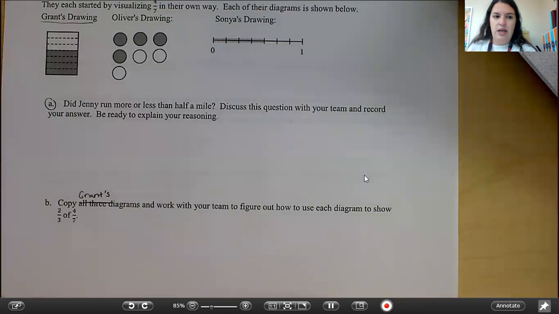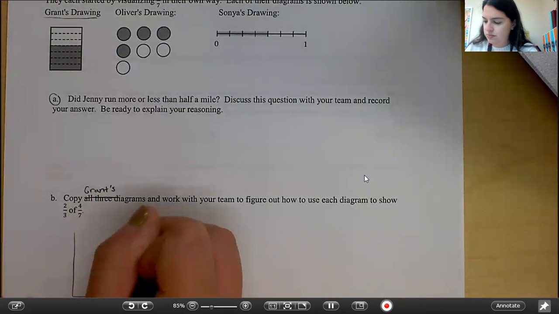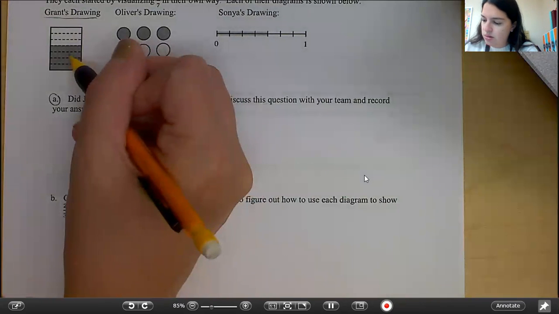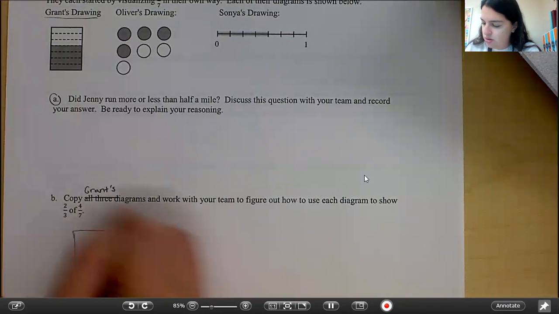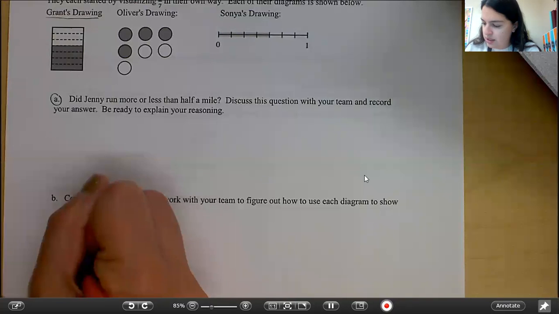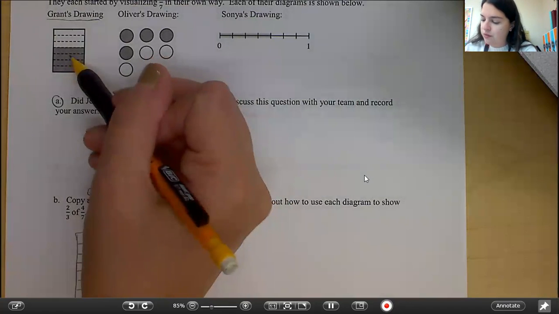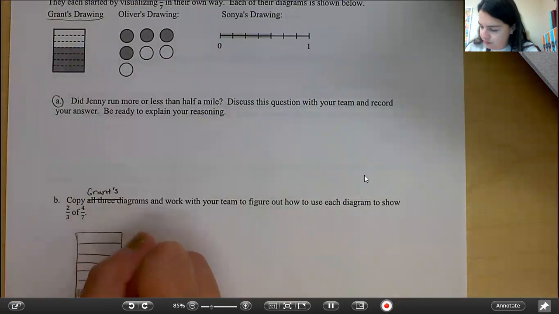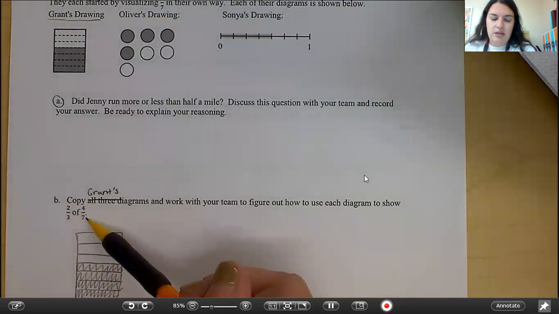Okay, if you're back with me, you've answered part B. So let's look at it. If I copy down Grant's drawing, it's not pretty. 1, 2, 3, 4, 5, 6, 7. So I have 7. I need to shade in 1, 2, 3, 4. So that represents 4/7 in my problem.